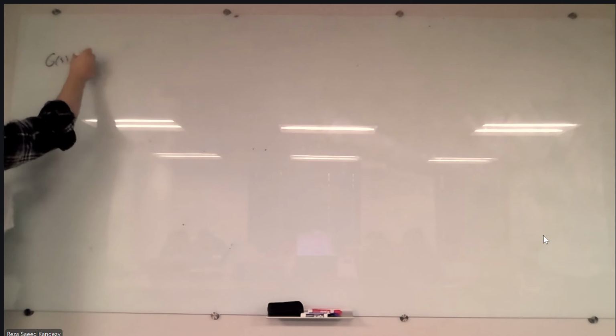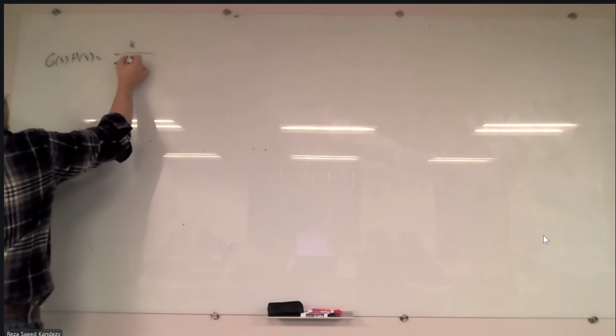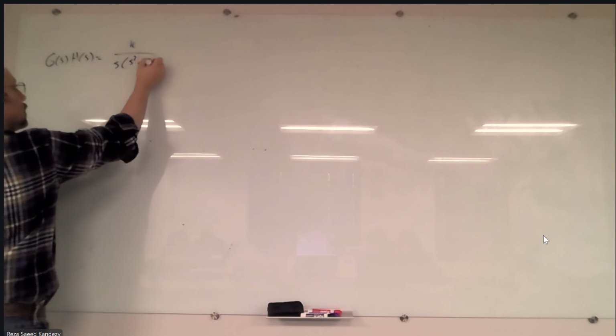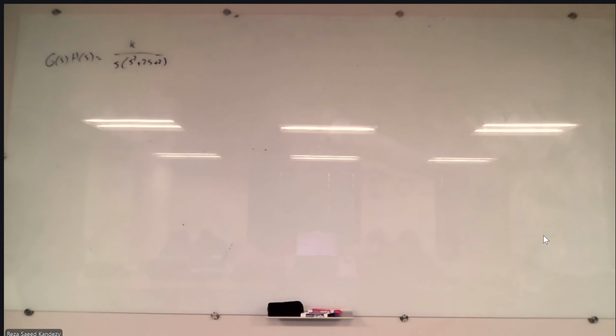For the Nyquist, the example that we want to talk about is the transfer function G(s)H(s) equal to K over s times (s squared plus 2s plus 2), okay, and that's what we are going to have in our transfer function. Are we good? Is that okay? Are we good?